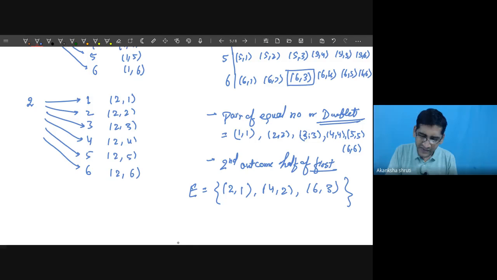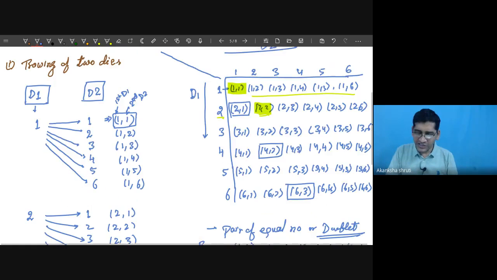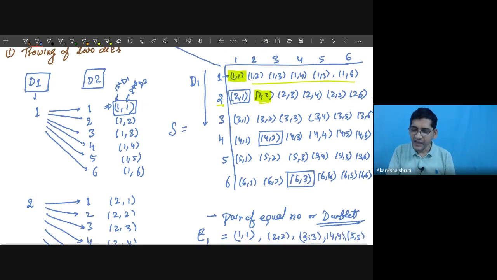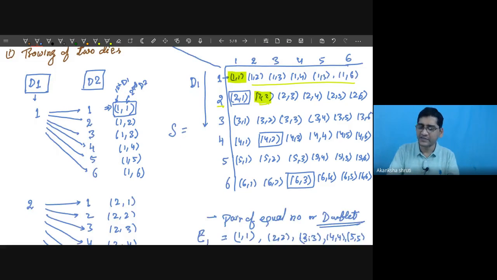Let me write this as event 1, this as event 2. Any kind of event we can write. And whatever table we have written, before that you just write S. That's all. You draw this, write S equals this. Count how many pairs are there in this sample space. Count 6 rows, 6 columns. So total 6 into 6, it becomes 36. So n(S) is 6 into 6, it is 36.